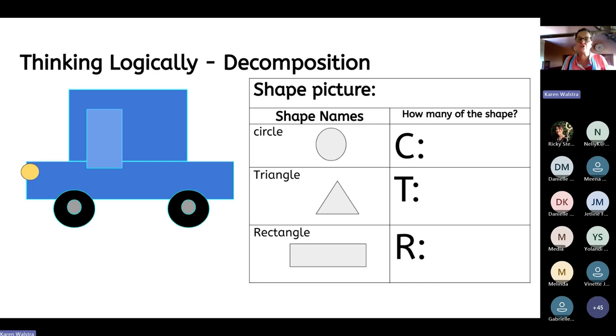So let's look at this from a decomposition point of view. If we look at this little car, how many circles, how many triangles, and how many rectangles are there? Perhaps you quickly want to write it into the chat. And you could just put a C and a number and a T and a number and an R and a number for circle, triangle, and rectangle. I'm going to only give you about a minute to do this. And then please pop it in the chat.